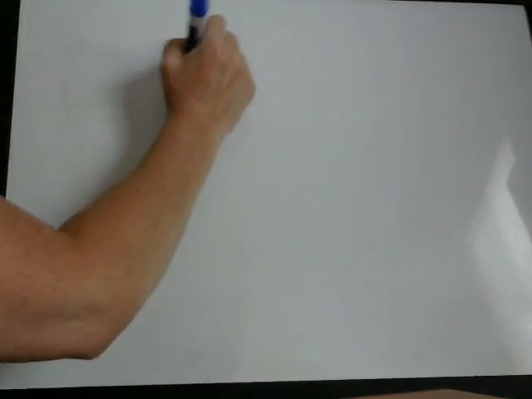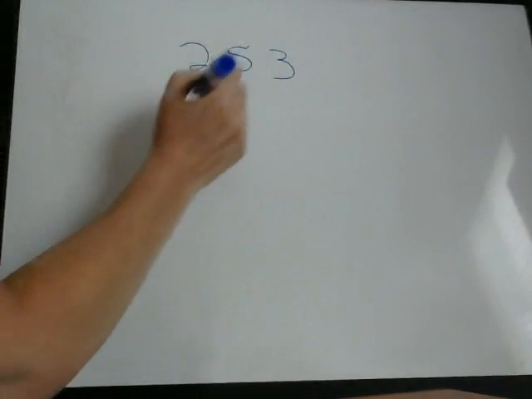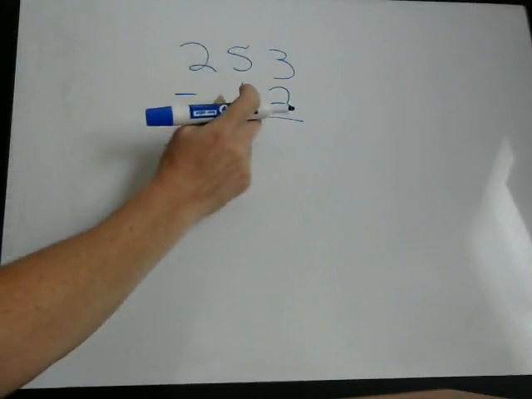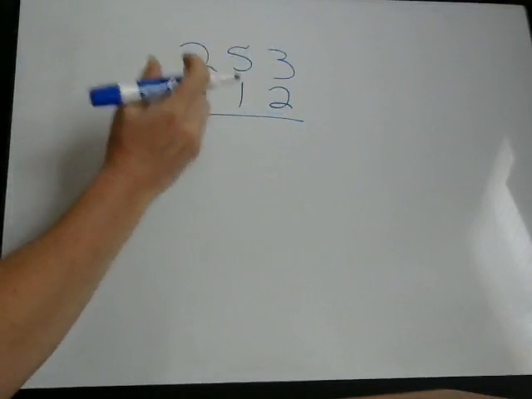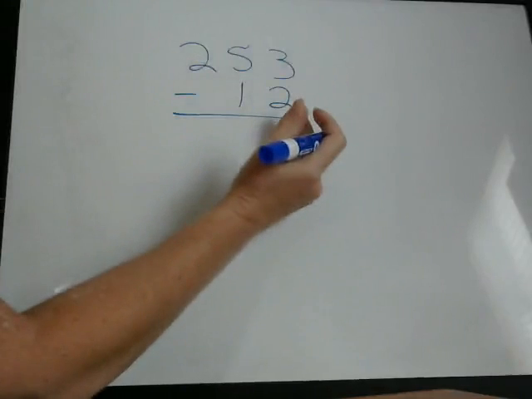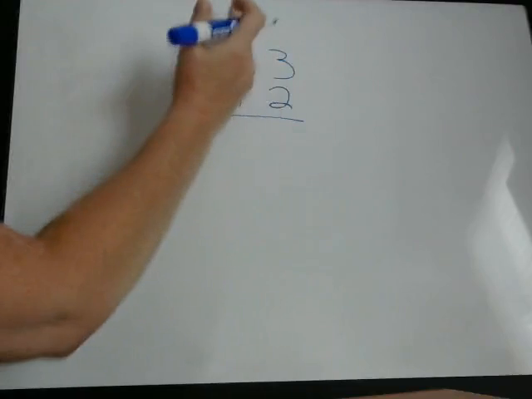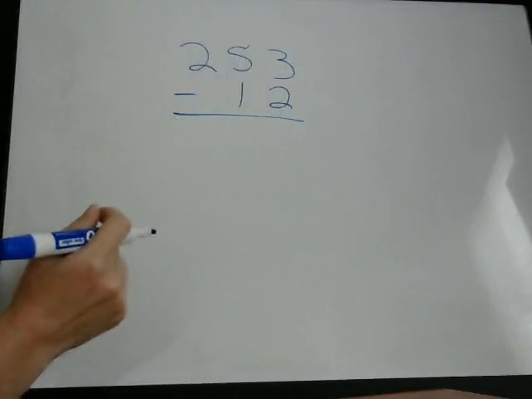If we have 253 minus 12, note that there are 3 digits in the top number, but only 2 digits in the bottom number. So the way that we want to line them up is always line them up on the right-hand side, so that the 3 and the 2 are lined up, and then correspondingly with the 1 and the 5.